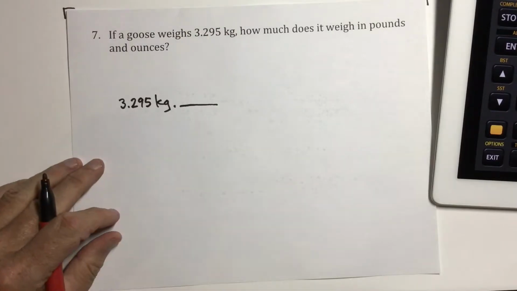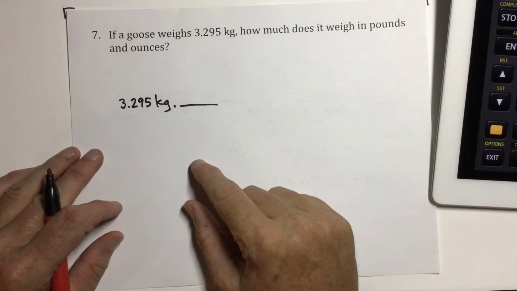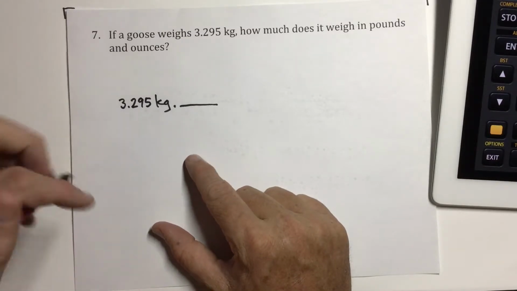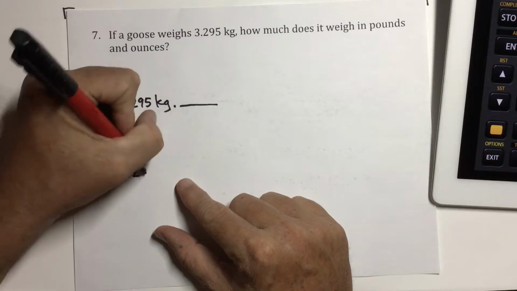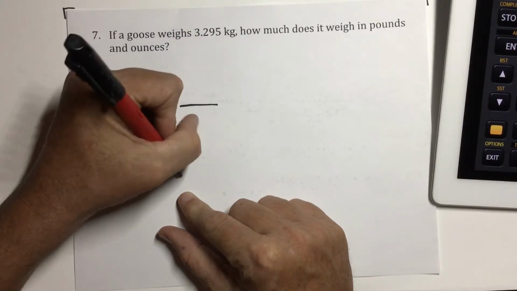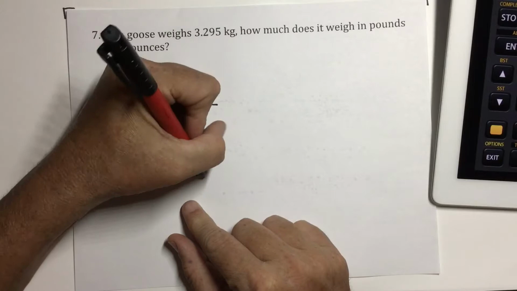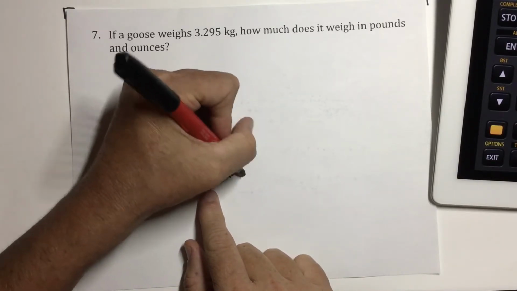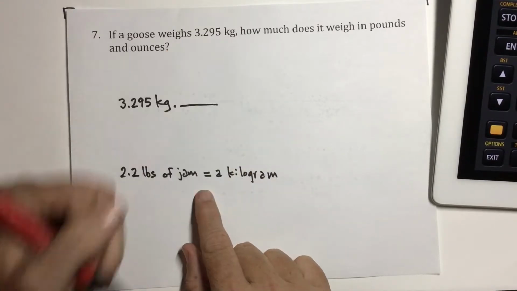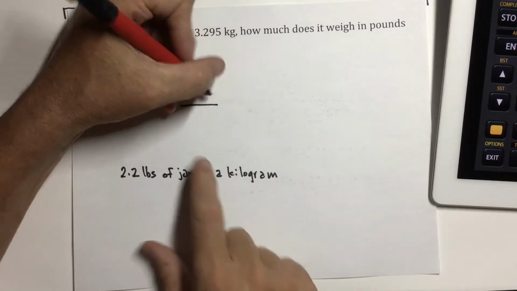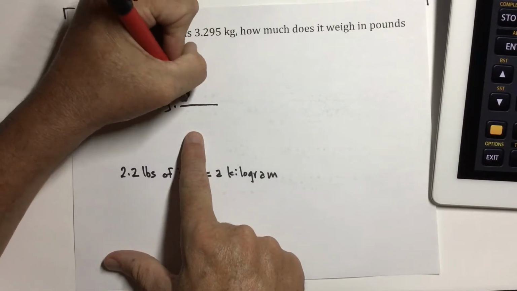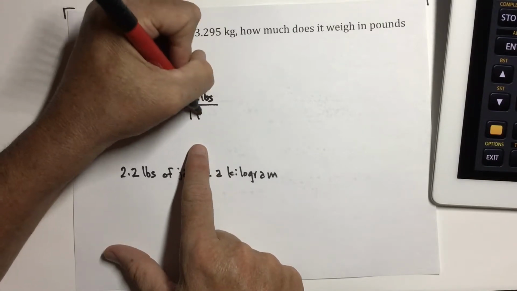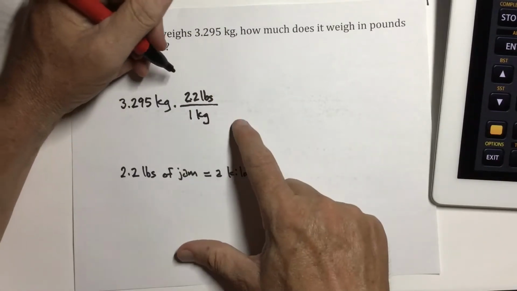Well, here's a little rhyme for you to remember. 2.2 pounds of jam is about the same as a kilogram. So now that's how I remember that there are 2.2 pounds in 1 kilogram.